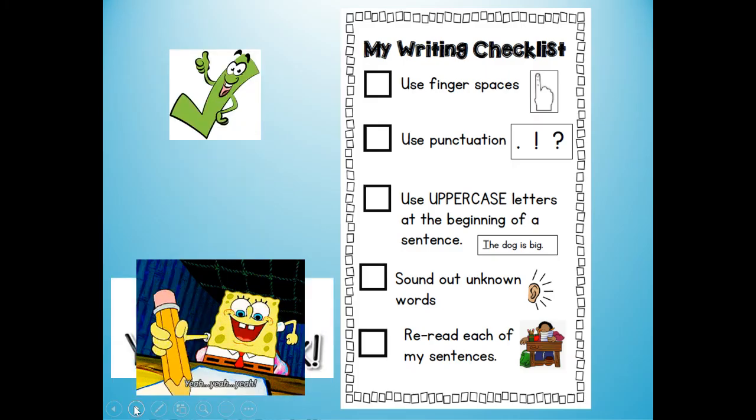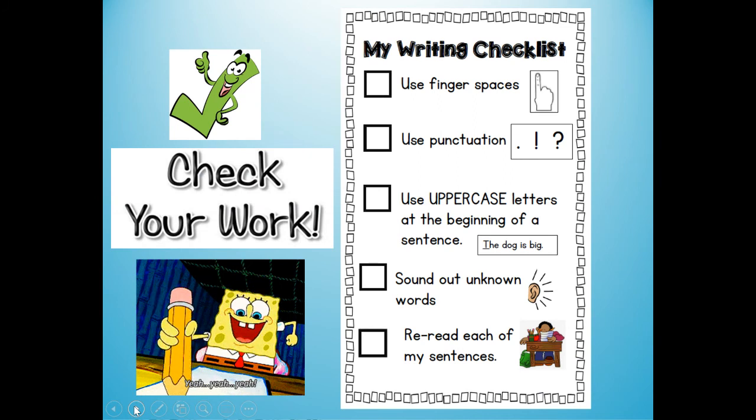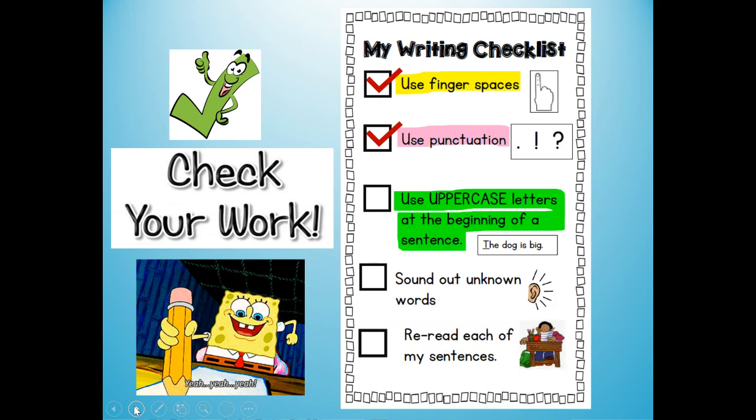All right, let's check your work. Check each of your 3 sentences. Remember our writing checklist. Did you put finger spaces between each of your words for your first sentence, your second sentence, and your third? Did you use punctuation like periods at the end of each of your sentences? Did you use an uppercase letter at the beginning of each of your sentences?